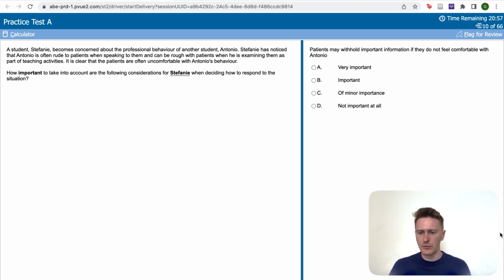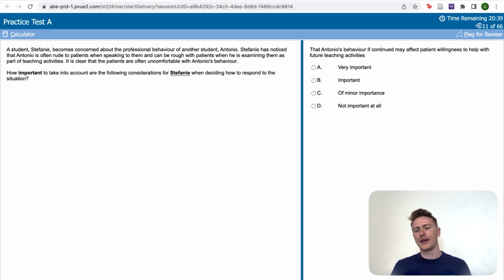Patients may withhold important information. Okay, this is very important. That's the whole reason why we need to be supportive of patients, because we want them to confide in us. So this is a very important consideration, and it would get in the way of care if they did withhold information.